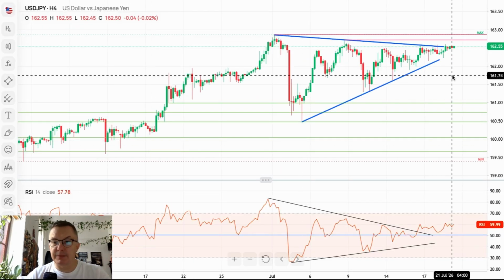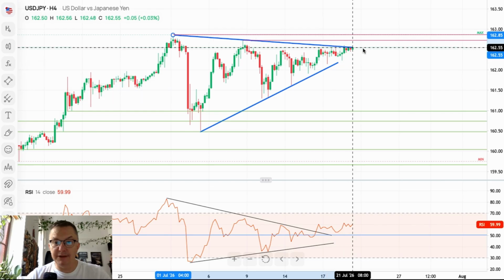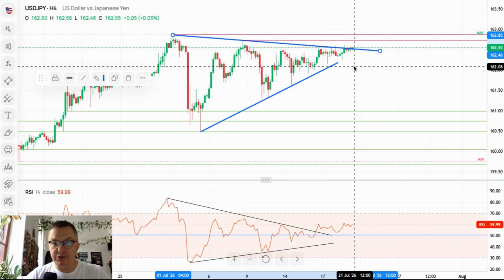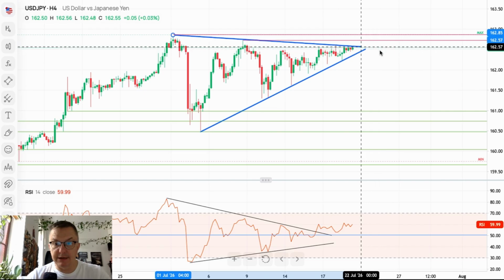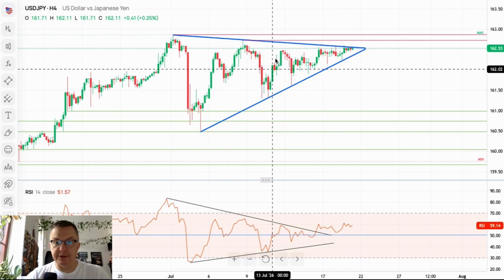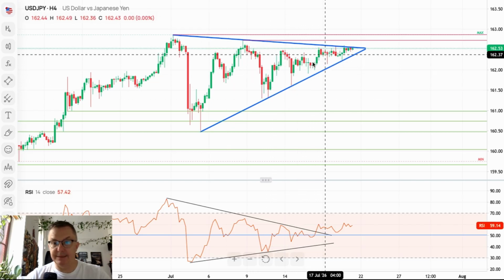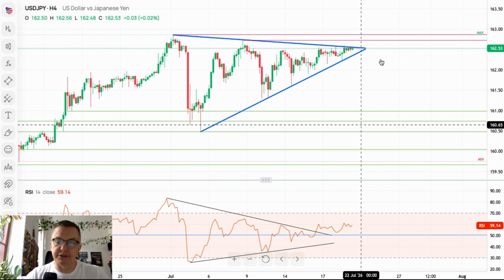US dollar versus the Japanese yen. Our triangle, as you can see, works quite well. It might not be a triangle whatsoever. Nevertheless, look at the lower line as it is right now. Definitely creating some sort of support as the price keeps moving higher. So the dips are being bought on the US dollar versus the Japanese yen.